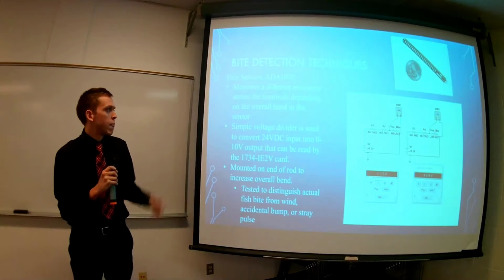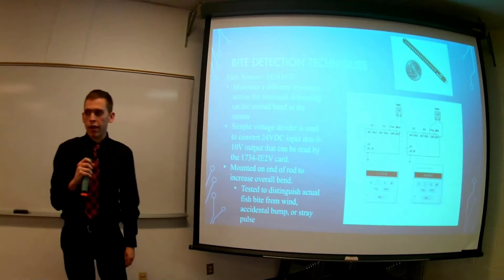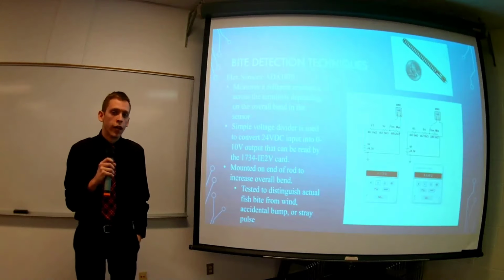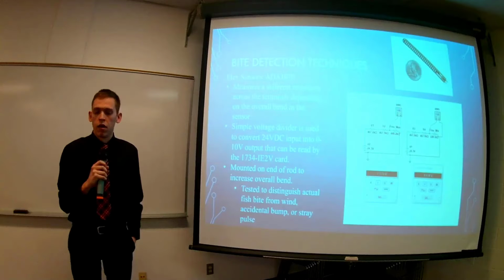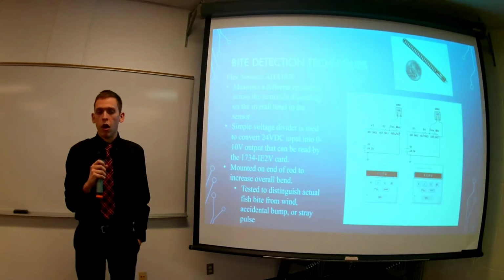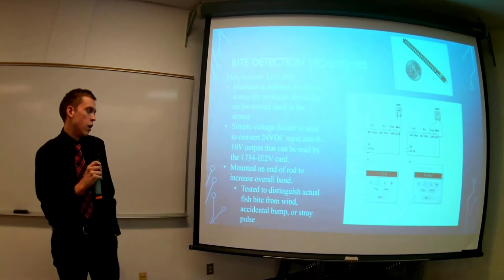As you see here, we just have a simple voltage divider converting that 24 volt input from our power supply into a 0 to 10 volt range that we can use for the card. So we were maxing out somewhere a little shy of 8 volts at its maximum bend. So that's well within the 0 to 10 volt range that we're given.